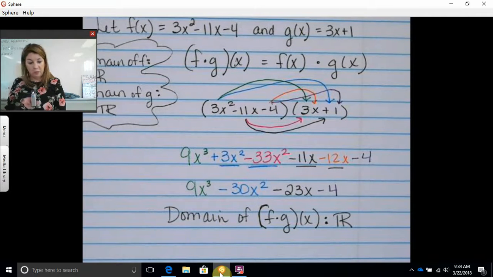One more problem. We're using the same function f and the same function g. Does anybody have questions about this one?